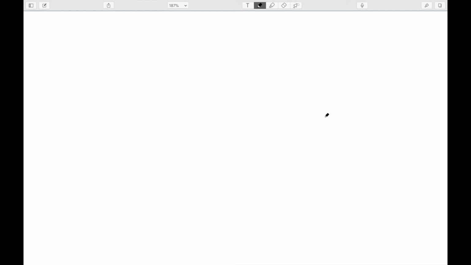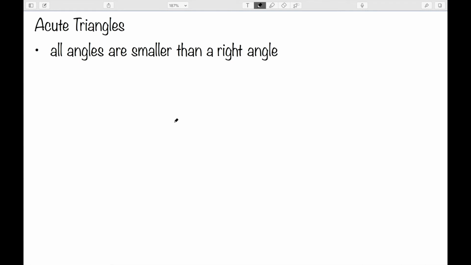There are some triangles that have special names. One of these is acute triangles. For acute triangles, all of the angles must be smaller than a right angle. As an example, here is a triangle that would be an acute triangle. We have all 3 angles that are smaller than a right angle.